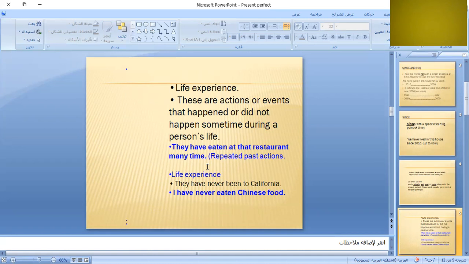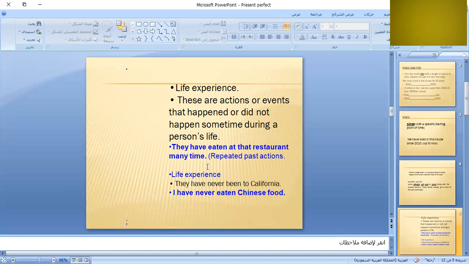There is an example, the blue line. They have eaten at that restaurant many times. They have eaten. The verb is have eaten. They have eaten at that restaurant many times. Here I use the present perfect, because I'm not concerned about the time. When it happened, I don't want to know. It's not important, but we tried it. We tried.